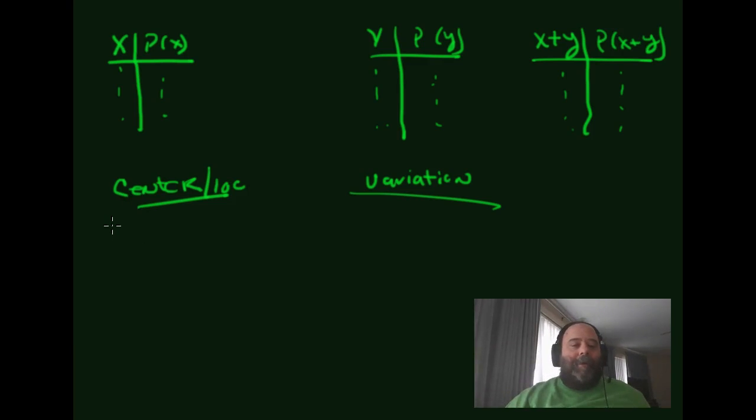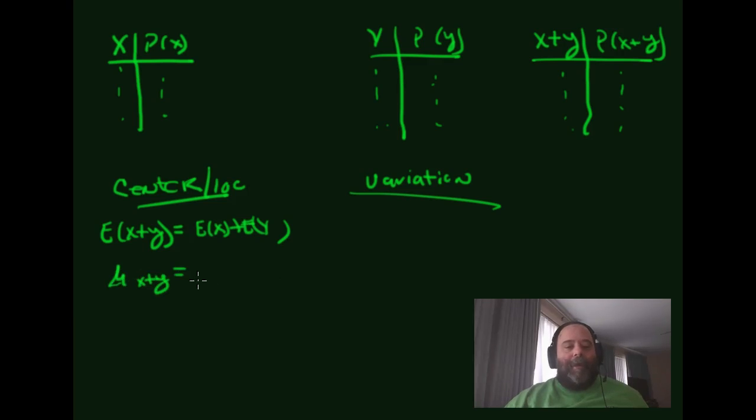So let's talk about expected value here. The expected value of x plus y is really just the expected value of x plus the expected value of y. So that's pretty simple. Or the mean of x plus y, same thing. It's the same as the mean of x plus the mean of y.